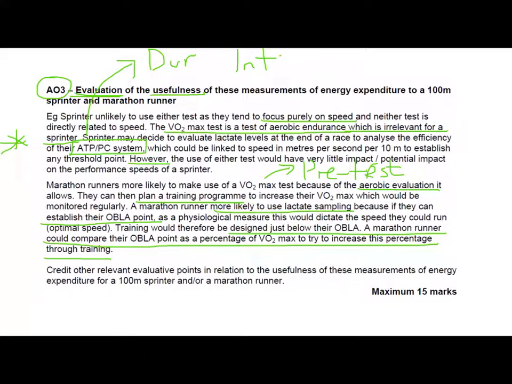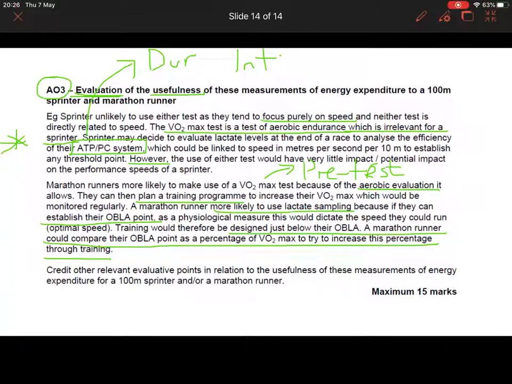A marathon runner would use a VO2 max test because, therefore, and again, a key word that I keep banging on about, particularly for AO3, and hopefully you'll guess what I'm writing, is this word here. It's impact. What is the impact of a marathon runner doing a VO2 max test? What impact can that have on their performance looking forward? What impact will lactate sampling have on a marathon runner if they're doing it?